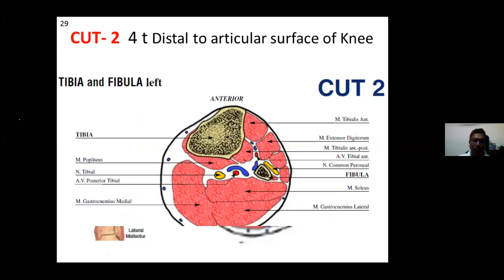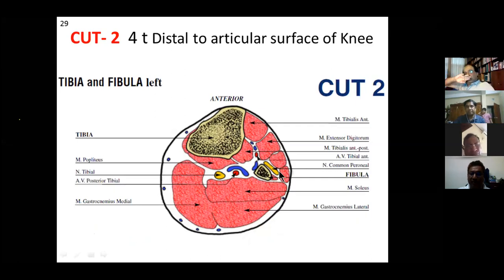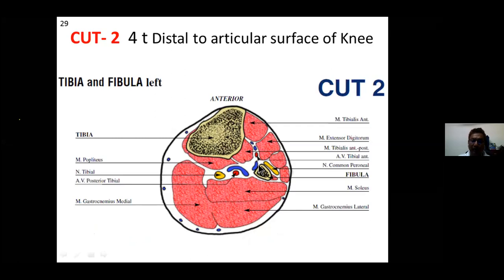Now, cut 2. It is 40 distal to the articular surface of the knee. Here, vessels run posteriorly. These are the major vessels. Posteriorly, the tibial nerve is separated by the popliteus muscle. The common peroneal nerve is located directly lateral to the fibula, passing posterior to anterior. Look at the common peroneal nerve. The dangerous zone at this level includes the lateral fibula and, of course, the posterolateral portion. This is the dangerous zone.